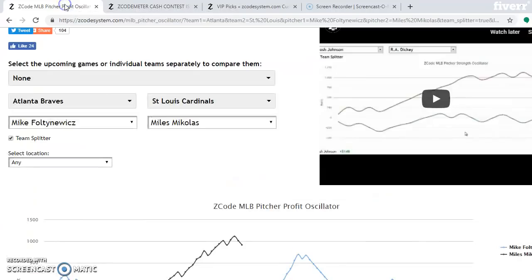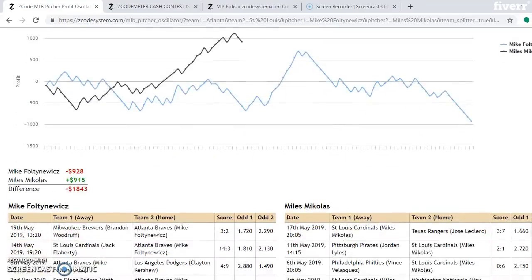If you go to the pitcher profit oscillator, you see here you can put your two teams in here. I have Atlanta and St. Louis. The scheduled starters, this is for Friday's first matchup. You see the two scheduled starters. And if you want to see how they fare, you can go down through here and compare their profit margin. You see that Miles Mikolas is in the green at plus 915, so he is a much safer and better bet for this game in this series.